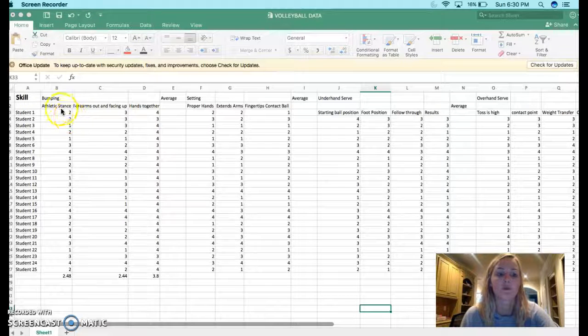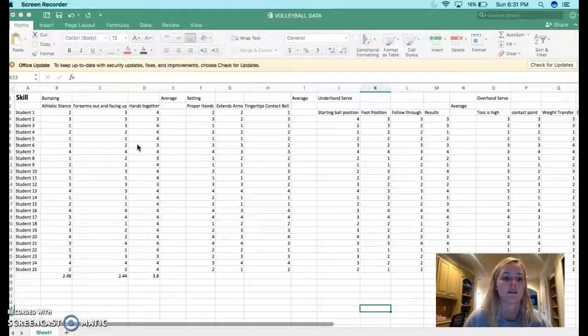The lowest score for athletic stance is a 1, and there were 6 students that scored that. The forearms lowest is a 1, and 6 students scored a 1. And for hands together, the lowest was a 3, and 5 students scored a 3. For the highest score, the highest you could get was a 4, and 5 students got a 4 for athletic stance. For forearms, the highest could be a 4, and 5 students got a 4. And for hands together, the highest could be a 4, and 20 students got a 4.